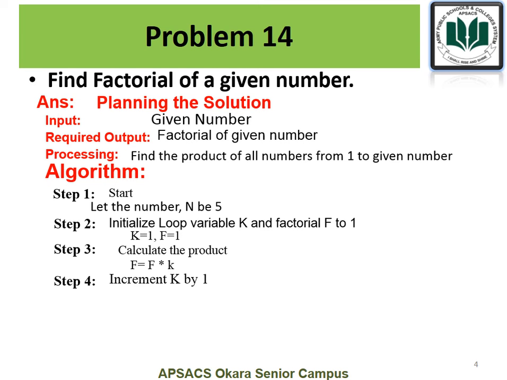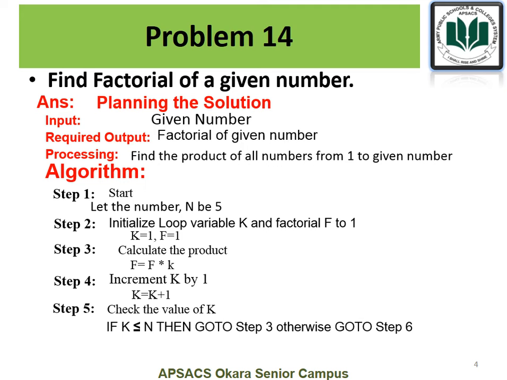So the next time the value of k will be 3. So 2 multiplied by 3 is equal to 6, and so on. So increment k by 1, k is equal to k plus 1. Then step number 5, we will be checking the value of k. Okay, check if k is less than n. What is n? n is our given number, which is 5.